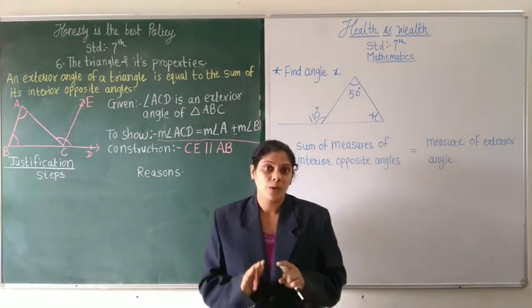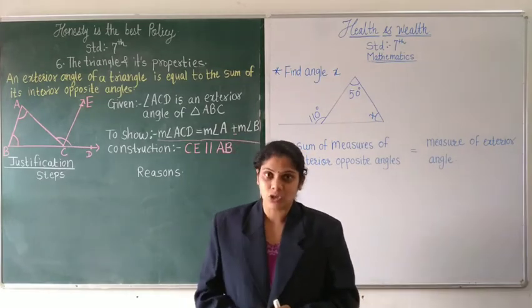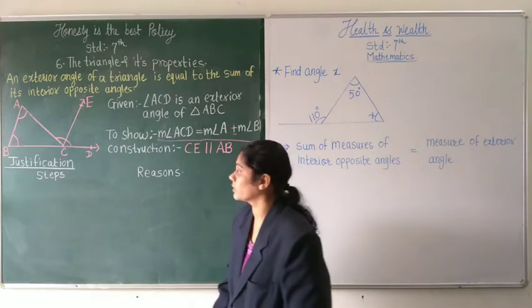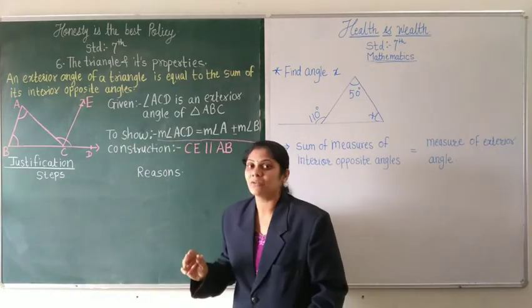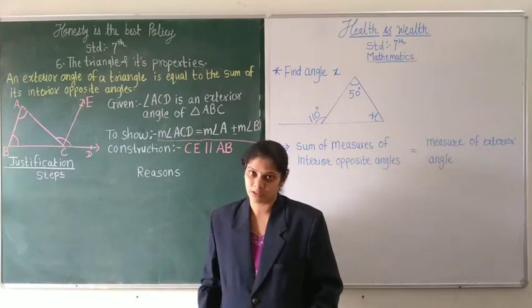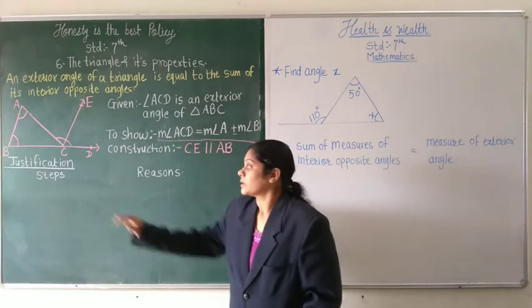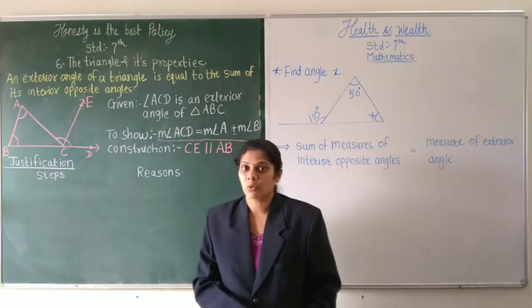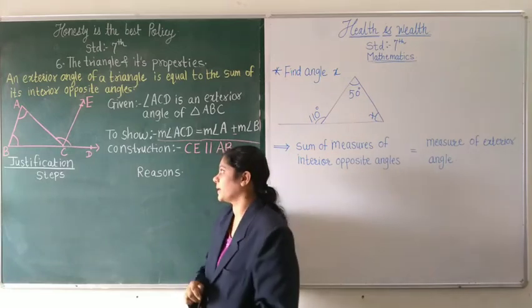Okay, so now step by step we will study. When we are going to write the justification, we have to make two columns: one column which shows the steps and one column which shows the reason why we have to write these steps. So you have to make two columns, steps and reason. One by one we are going to give the justification of our statement.